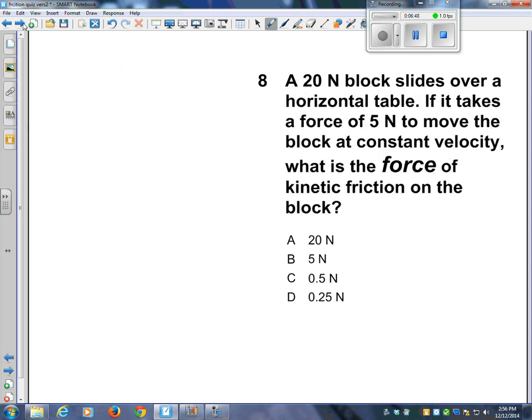I learned something. A 20 newton block slides over a horizontal table. If it takes a force of 5 newtons to move the block at a constant velocity, what is the force of kinetic friction on the block? Isn't this the same thing? Isn't this exactly the same question?